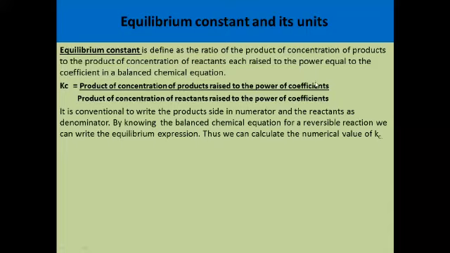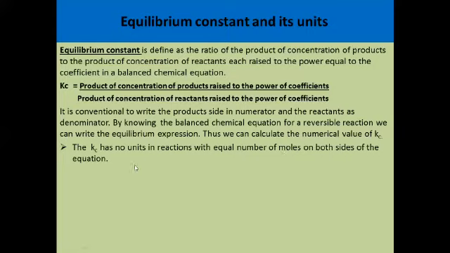By knowing the balanced chemical equation for a reversible reaction, we can write the equilibrium expression. Thus we can calculate the numerical value of Kc. Numerical value of Kc means we can find out the unit of Kc. Now, there are two important things which we have to keep in mind. The first thing is that the Kc has no units.